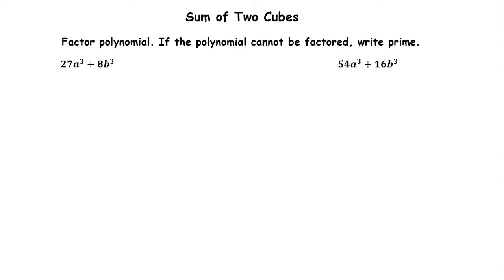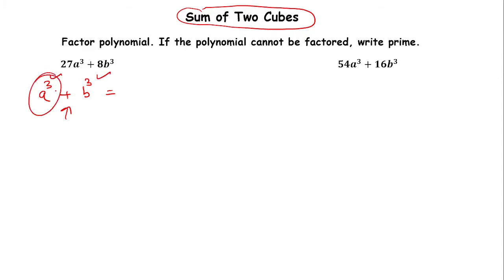The next concept we are going to take is the sum of two cubes. How do we find the sum of two cubes? For this one, you need to memorize one formula, and that is a cube plus b cube. What is the name of the formula? Sum of two cubes. This is the first cube, this is the second cube.